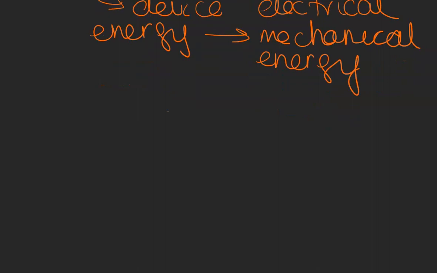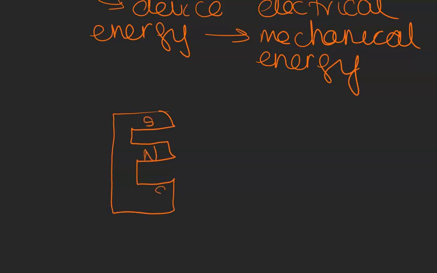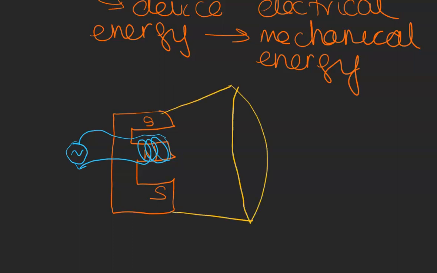So it in essence consists of a magnet, and you can have a north pole between two south poles or a south pole between two north poles. Around the center of the magnet, I wrap a coil of wire, and I connect it to an AC source. Now, connected to the magnet, we normally attach something called a paper cone.